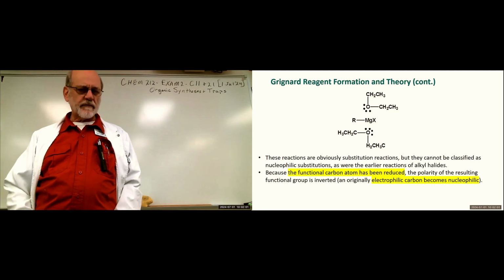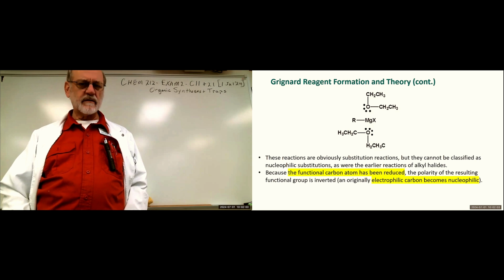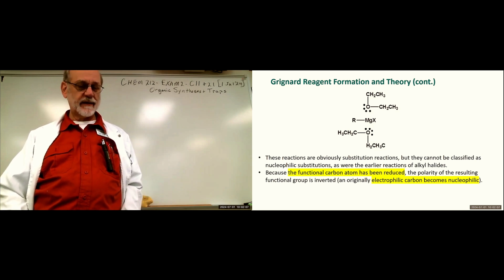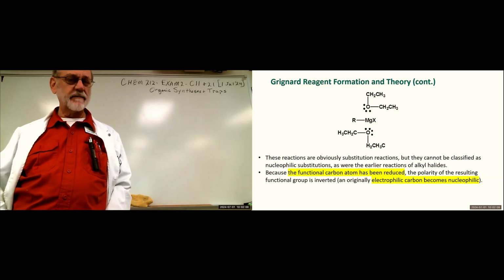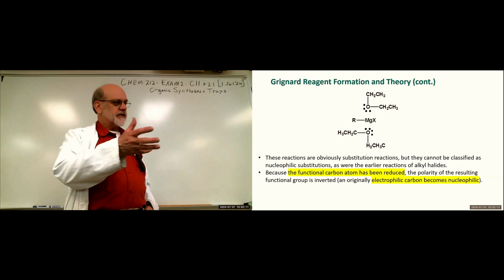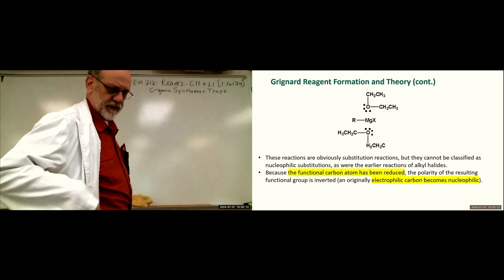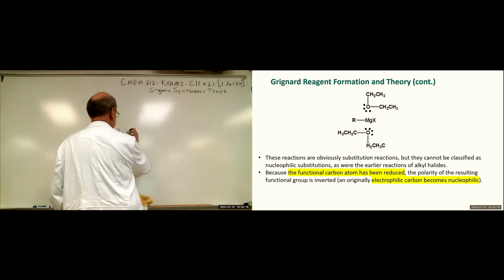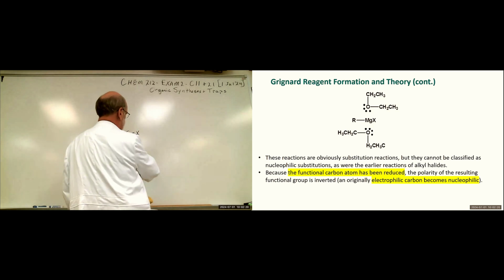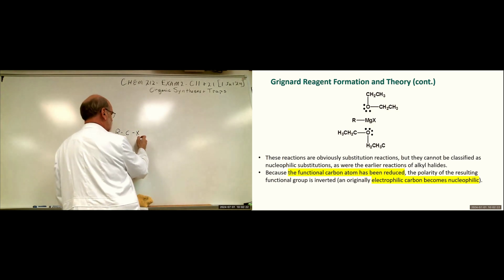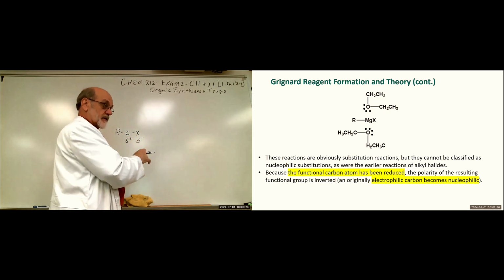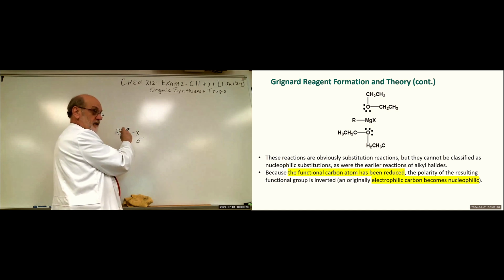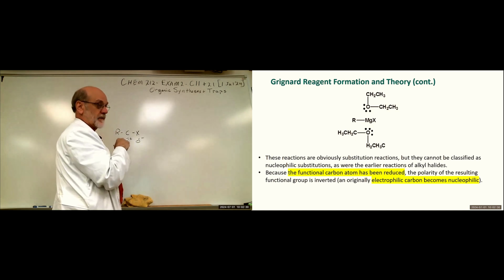So the functional carbon atom has been reduced. In other words, it's made into an anion. Let me illustrate it this way. If we just had the R group, and I'm going to add a carbon out here, attached to a halide, this would be the slightly negative and this would be the slightly positive. So this would be the electrophile. In other words, a nucleophile would attack that carbon.